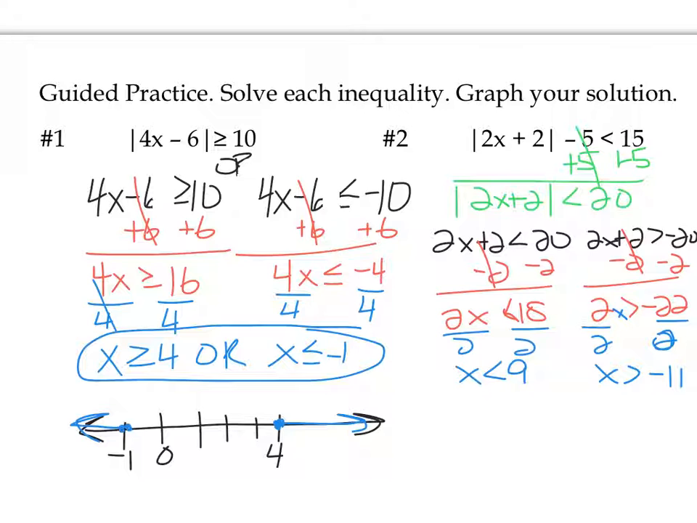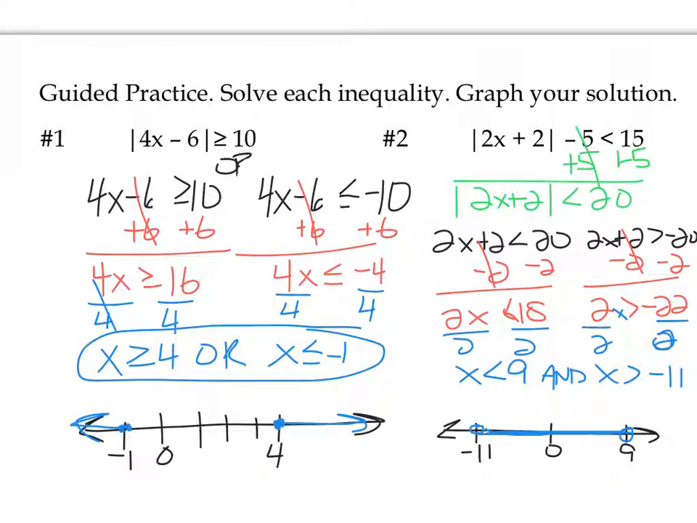So we can see from our two inequalities here, right, that we have an and situation. We can write and in between here. And if I want to graph this, I would have, say that's 0, and there's 9, there's negative 11, and less than 9, open circle, greater than negative 11, open circle. So less than 9 going this way, greater than negative 11 going this way. It's in between those 2 points, right?